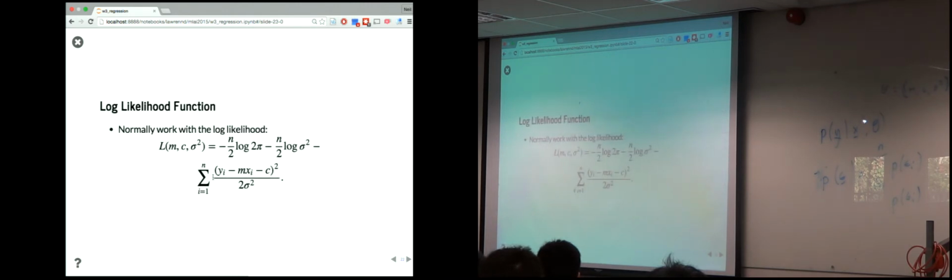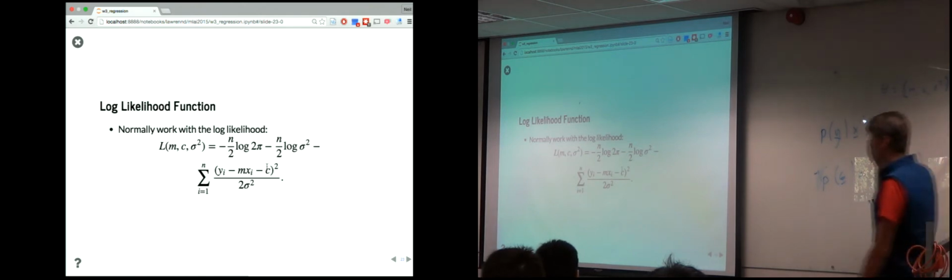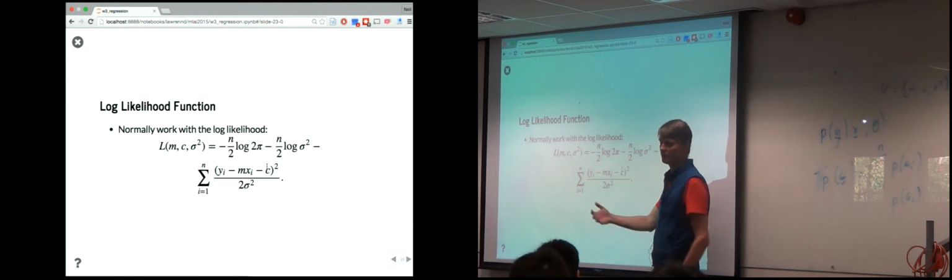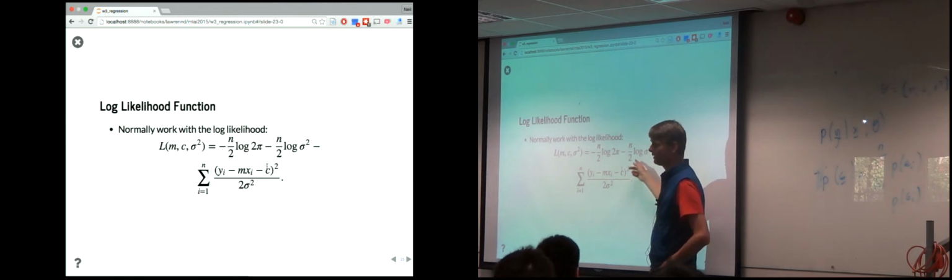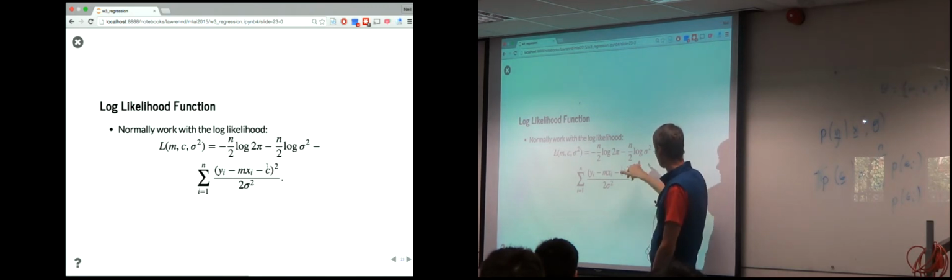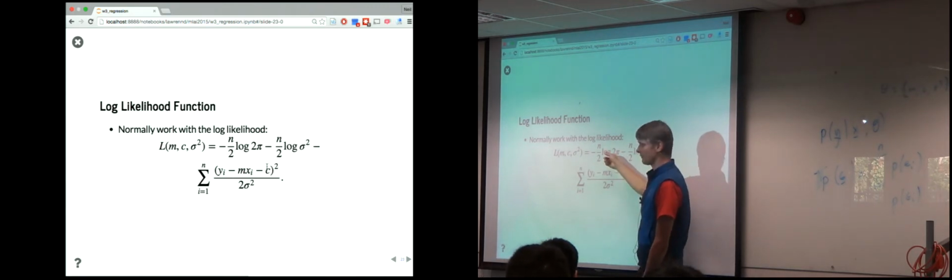You could also bring the 2 through, but we don't bring the 2 through. You could put this 2 on top here, because it's sigma squared if you wanted to, but traditionally we don't, because we're going to think of the parameter as the variance. You can parameterize in different ways. So that's where those terms are coming from.